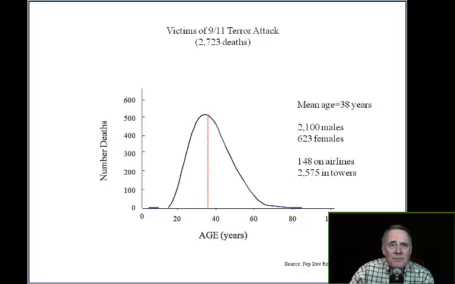There were about a quarter females and three-quarters men, with 148 killed on the airlines and 2,575 in the towers. Entire families were lost on airline crashes, whereas lots of breadwinners were lost in the towers.